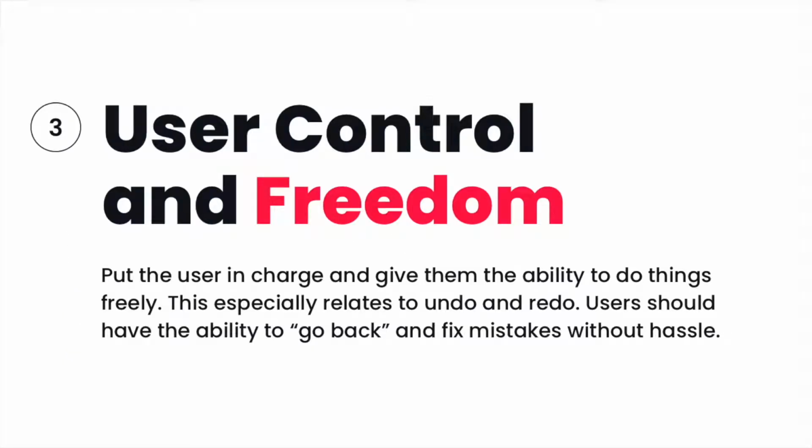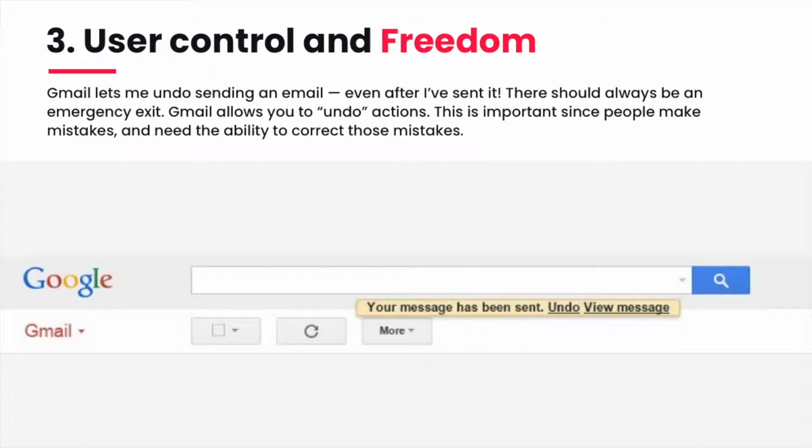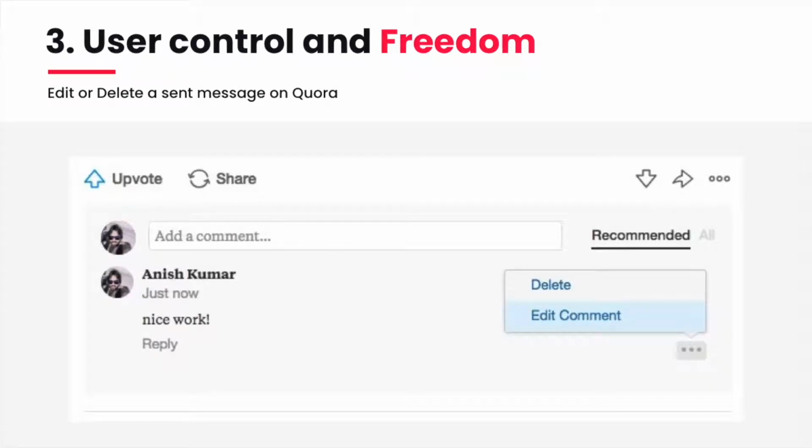User control and freedom. Put the user in charge and give the ability to do things freely. That especially relates to undo and redo. Users should have the ability to go back and fix mistakes without hassle. For example, when we send an email to someone through Gmail, we get a message: your message has been sent, and after that, there is an undo option. So the user has control: if he has made a mistake in the email, he can undo it and correct it. In Quora, if you post or comment, you have control. You can edit or delete it. So this is user control and freedom.